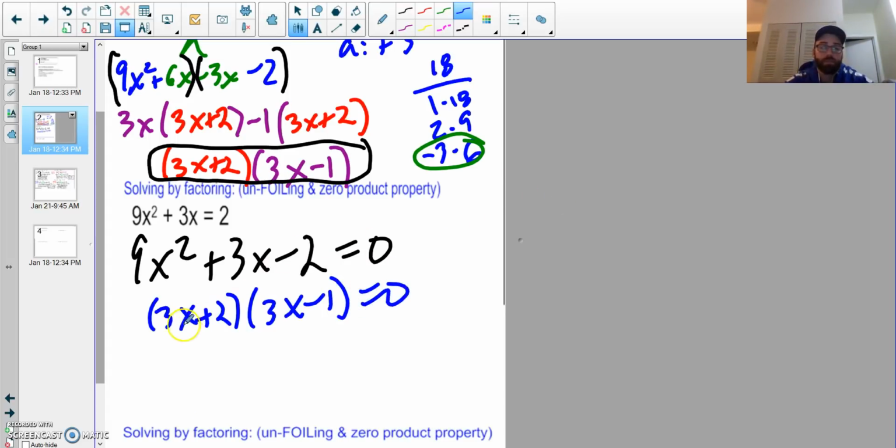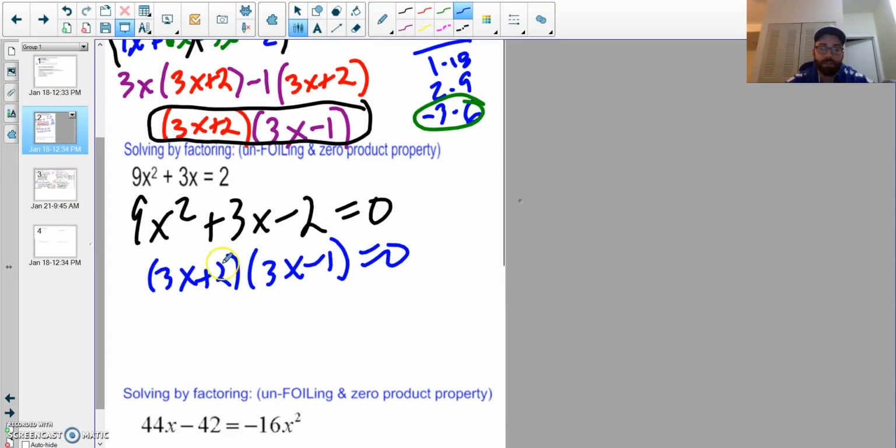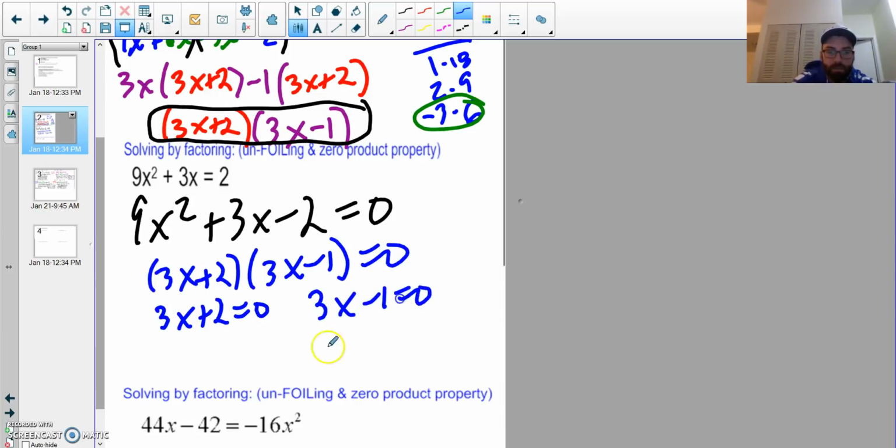When I'm completely factored down, and I have a binomial times a binomial, maybe a number out front, the zero product property says that since I have two things multiplied together and equal to 0, I can set each factor equal to 0 and solve. This should be x equals negative 2 over 3, and x should equal 1 over 3 here.